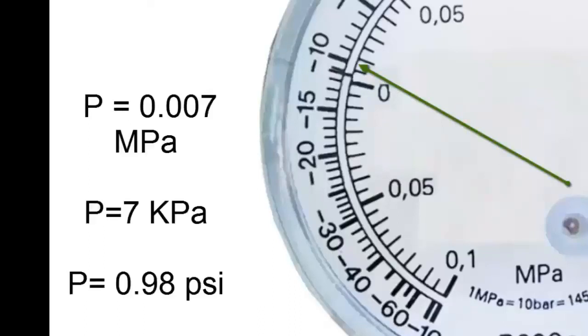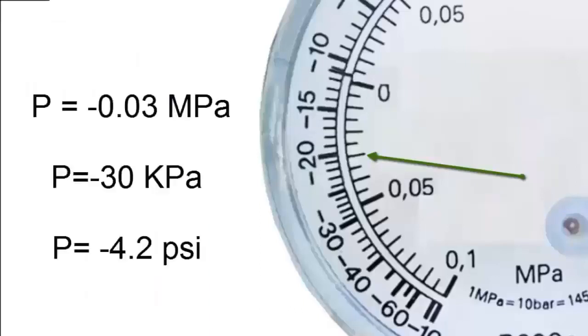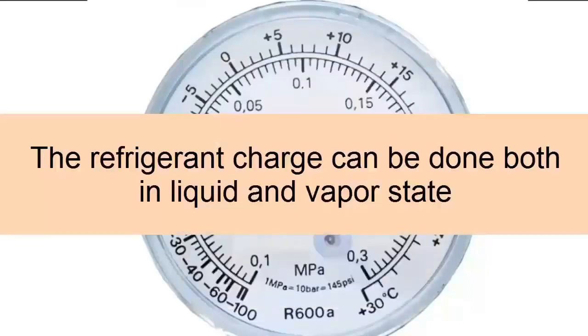In addition to using the appropriate pressure gauge, the R600a refrigerant gas charge must be carried out by weight, thus reducing the chances of error. R600a can be charged in both the liquid and vapor phases.